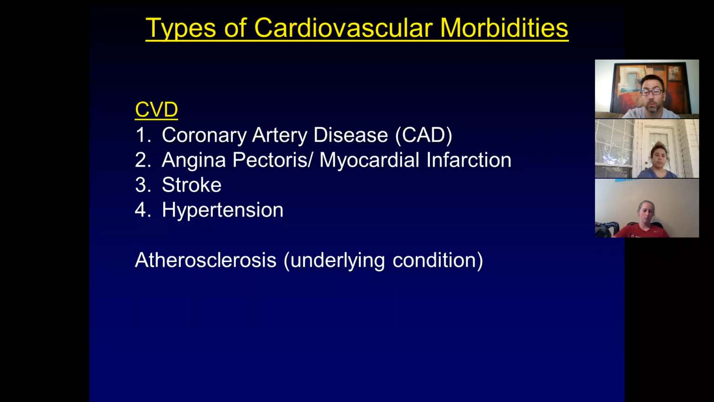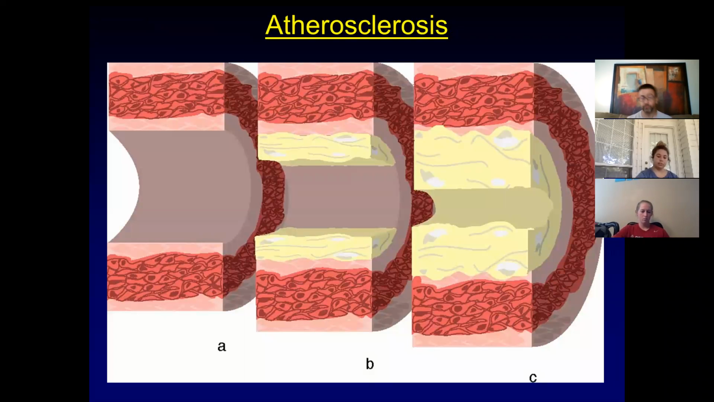So to understand the types of cardiovascular disease, we need to first understand this underlying condition that is atherosclerosis. Atherosclerosis describes the process of the development of these fatty plaques that are going to form on the inside of arteries and arterioles.